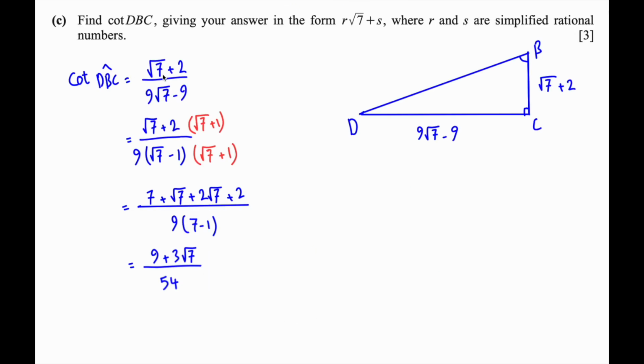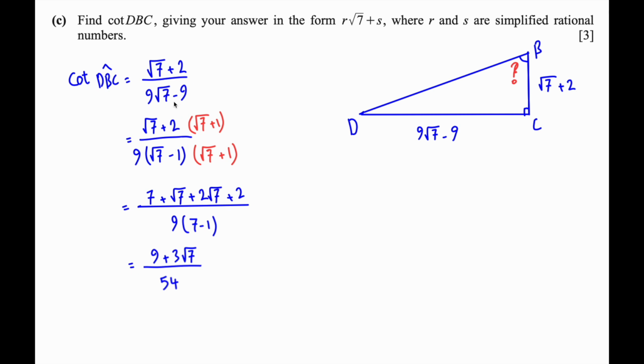In part C, I have to find the cotangent of DBC. I have to give my answer in the form r square root of 7 plus s, where r and s are simplified rational numbers. So over here, I drew the triangle DBC for you guys, and the BC, it's given to us. DC is also provided. We just have to find the cotangent of this angle right here, and cotangent is nothing but adjacent over opposite. So the adjacent is square root of 7 plus 2 over 9 square root of 7 minus 9.